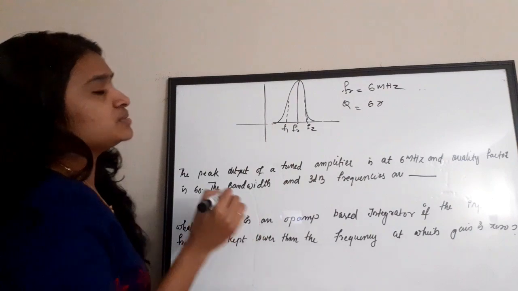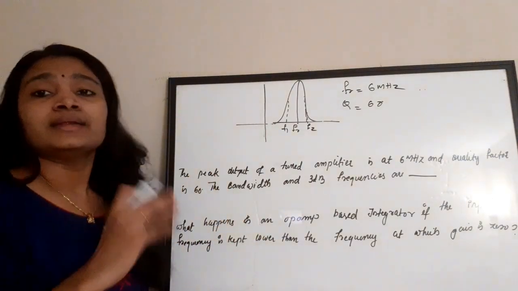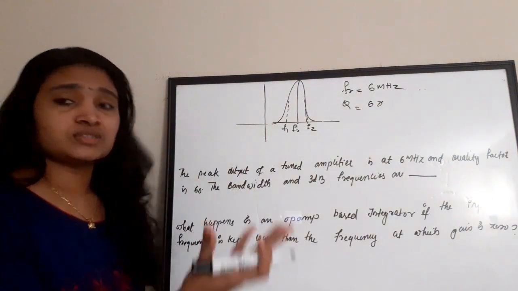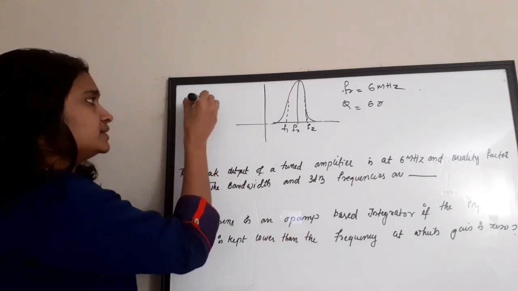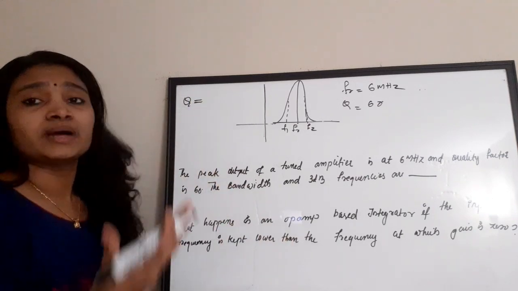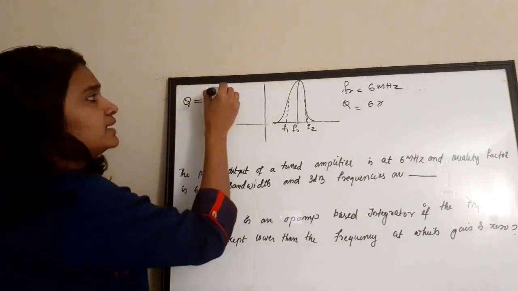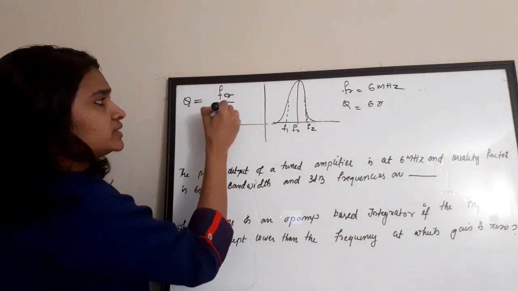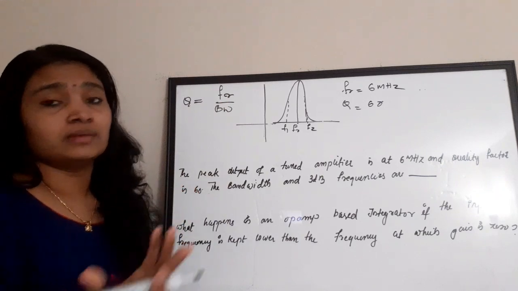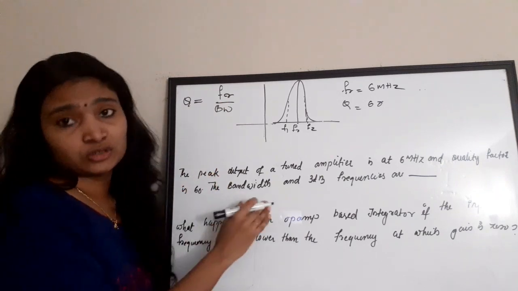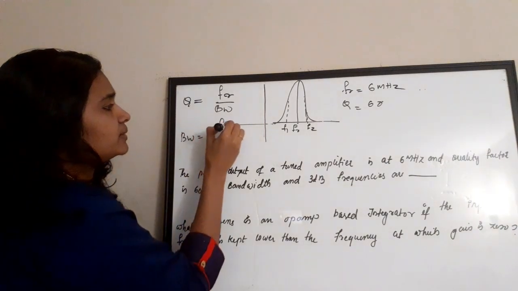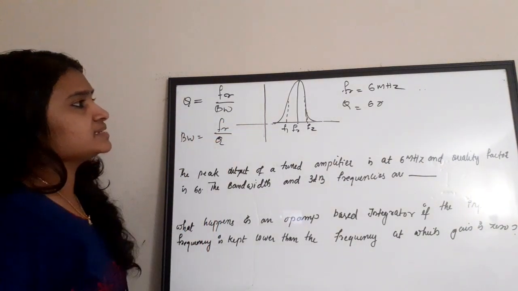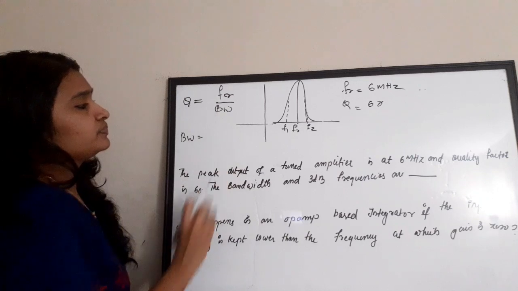Now, the relation between quality factor, resonance frequency, FR is the resonance frequency, and the bandwidth is already discussed in part 2 or part 1. That is, Q is equal to FR by bandwidth. So, from this you can directly find the bandwidth which contributes to the first part of the question. And bandwidth is equal to FR by quality factor. That is 6 megahertz by 60.